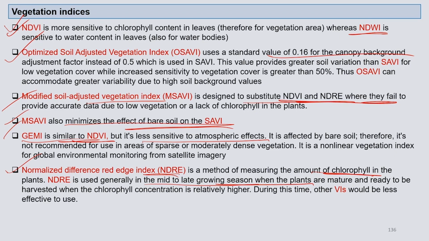So NDRE is used generally in the mid to late growing season when the plants are mature and ready to be harvested, and when the chlorophyll concentration is relatively higher. And during this time your other vegetation indices would be less effective. Only NDRE can help you in such a condition.